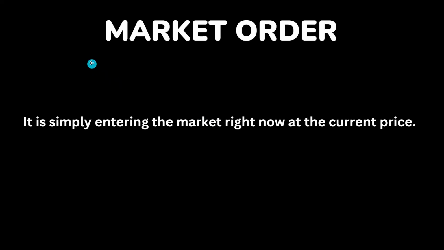So what are market orders? It's very simple. Market orders are simply entering the market right now or at the current price. What that means is if the market is moving and you want to enter at the market order, that means you're entering at the current price of the market. Whatever the price is at that specific moment, at that point in time, is where you're going to be entering. That's where your entry is going to be. All right, so this is very different from the other orders I'm going to be explaining.